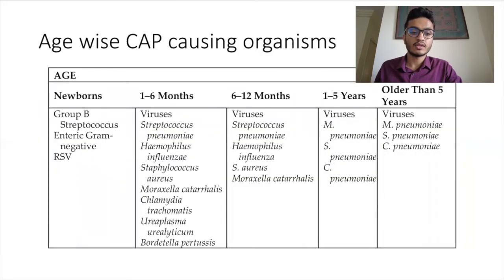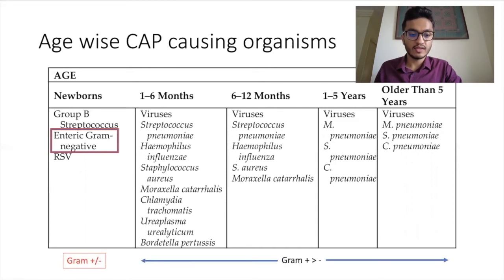So if you go across the commonest organisms causing community-acquired pneumonia as the age advances, you see that there are very typical organisms which cause pneumonia in the newborns as compared to the further pediatric age groups. Very important to observe is that newborns is the only age group in which you see gram-negative organisms predominantly. Otherwise, as the child progresses, the most common organism is virus, followed by gram-positive organism. So you can see that gram-negative as well as gram-positive organisms could be seen in equal prevalence in the newborns.